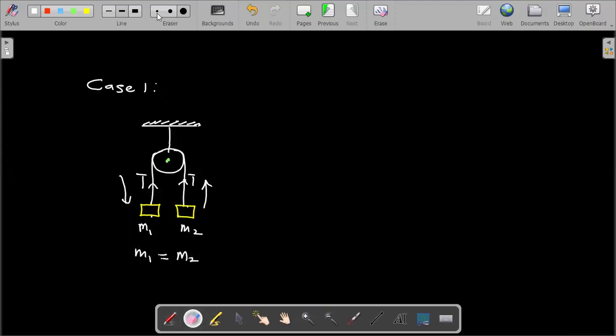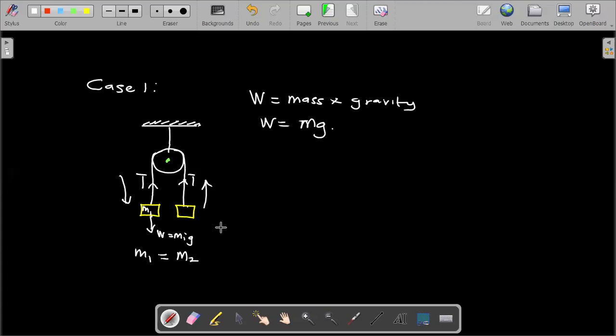The consequence of that is the downward force here, that is the weight of this first mass. Let's call this our mass M1. The weight of this mass M1 is going to be M1 times gravity. Of course, if you remember, the weight of an object is mass multiplied by acceleration due to gravity, so W is equal to Mg. So for the first mass, the weight is going to be M1g, while for the second mass, the weight is also going to be M2g.